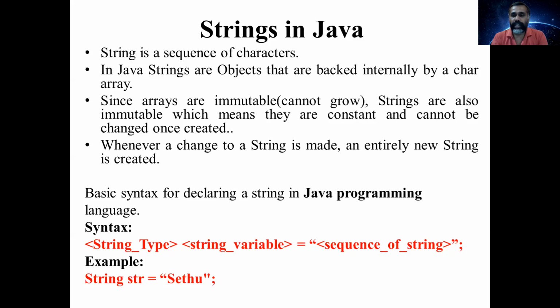So the basic syntax for declaring a string in Java programming is here. The syntax is the type, that is the keyword String, then the string variable, the user-defined variable name for a string, and the sequence of characters within double quotes. So you have to pass the value which you want to store in the string variable in double quotes. Here is an example: String str = "Sethu". So Sethu is a string which is stored in the variable str of type String.